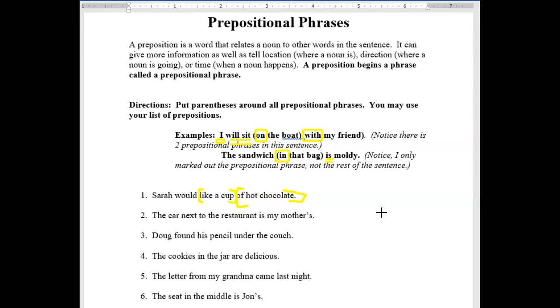All right, moving on to number 2. The car next to the restaurant is my mother's. All right, the? No. Car, no. Next, no. To, yes. So we're going to put a parentheses here. To the restaurant would be our prepositional phrase.